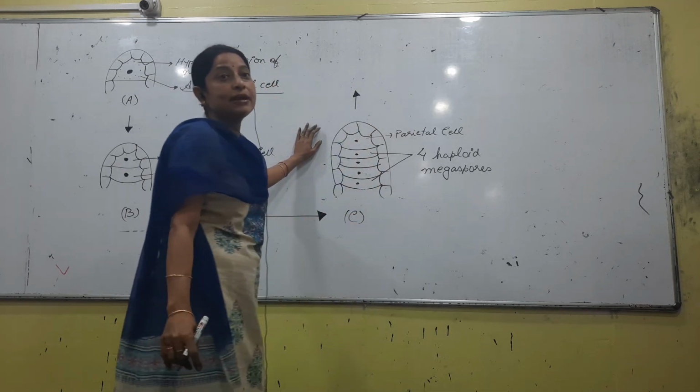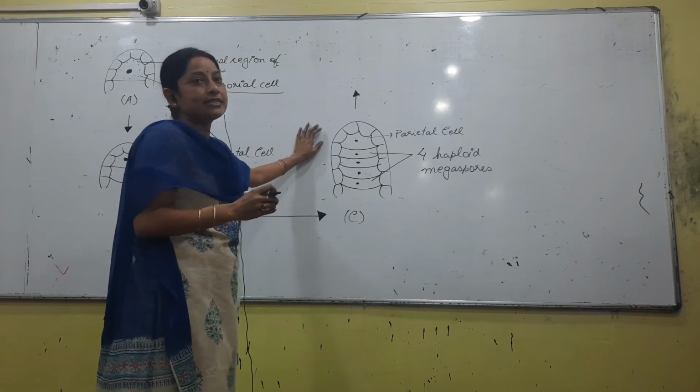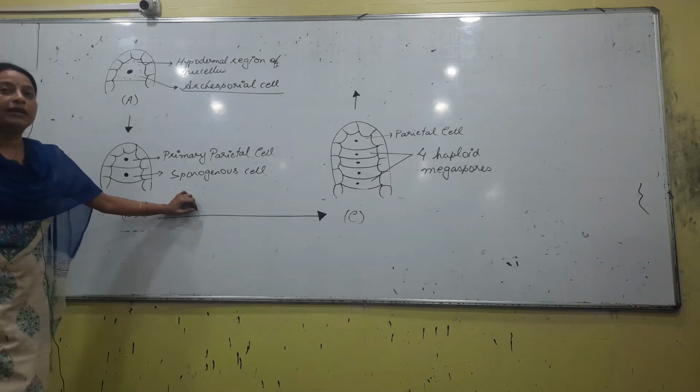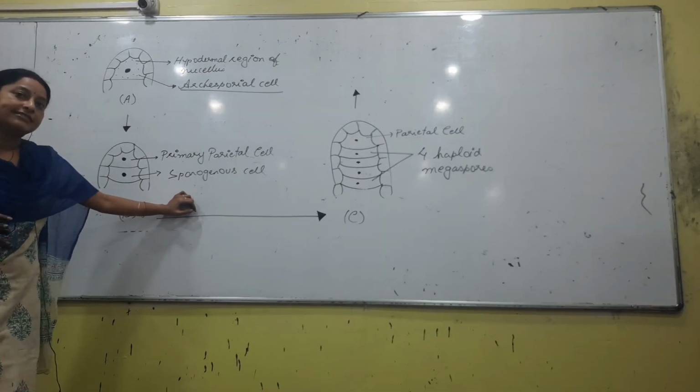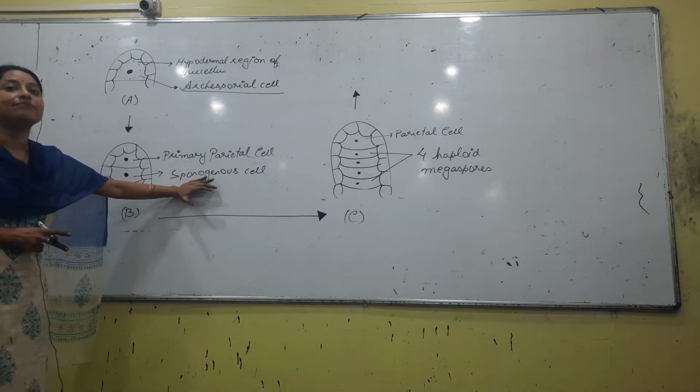In microsporogenesis the sporogenous cell underwent meiosis and formed microspores, because the sporogenous cells would behave as microspore mother cells in case of microsporogenesis, and here the collection of sporogenous cells would behave as megaspore mother cell in case of megasporogenesis.